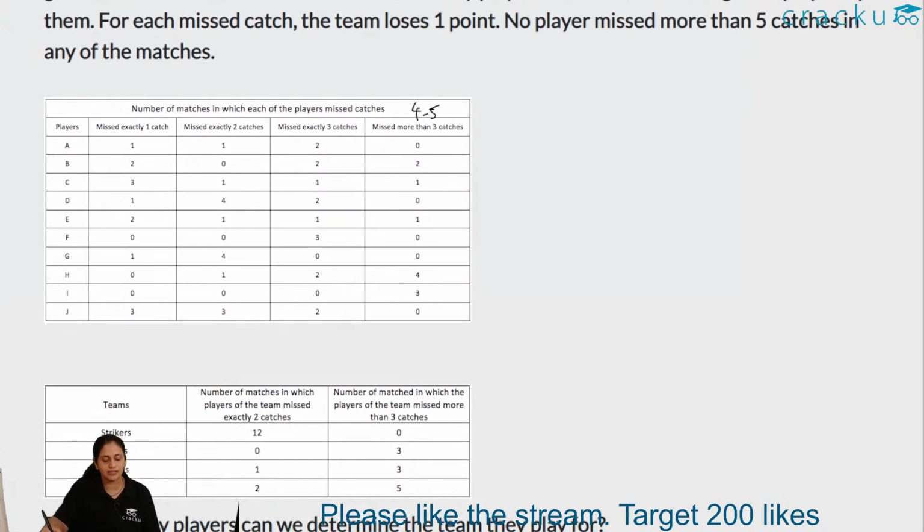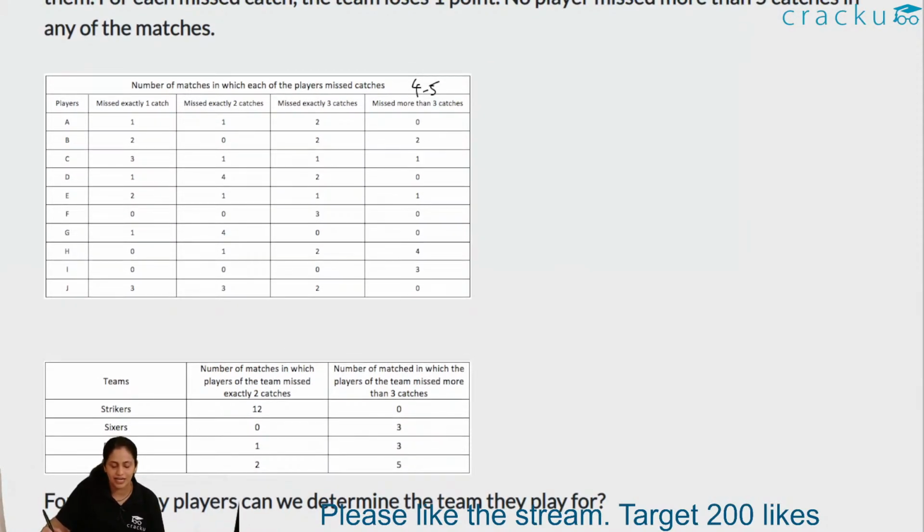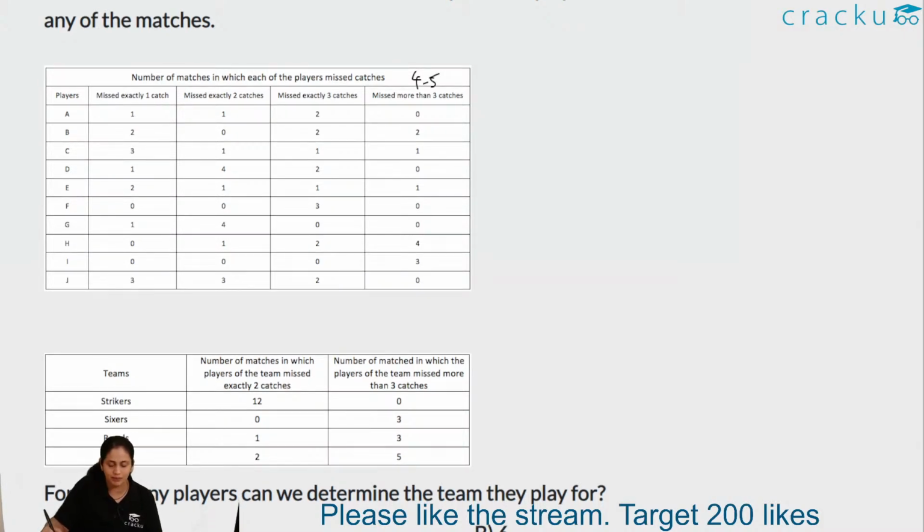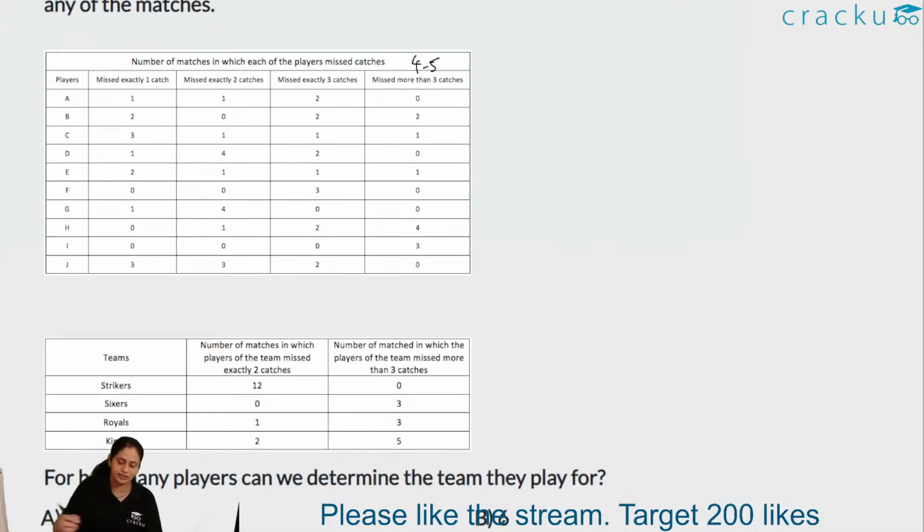So you have two tables. One is a table of the number of matches in which each player missed catches, and the second one is the number of matches in which the team missed exactly 2 catches, the number of matches in which the team missed exactly 3 catches. And this is not the sum of A and B or the sum of A and C, because it is given that in a match only one player drops. So if this is 12, it won't be that the 2 catches would be 1 catch by A and 1 catch by J. That would be basically one match where A has dropped 2 catches. So when you say that this is 12, that would be the sum of some particular rows over here. So essentially this 12, what is the connection?